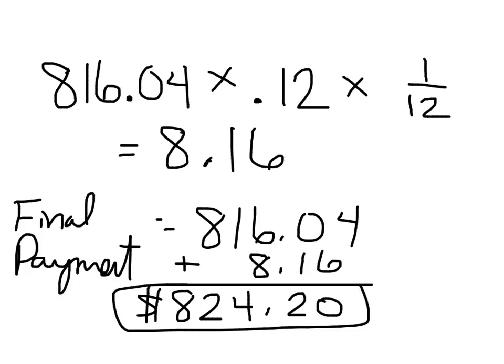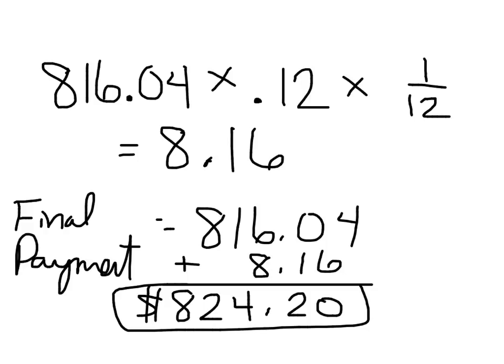Okay, so for number 1, they just wanted you to figure out the final payment. So what's happening here, you guys, is in order to figure out the final payment, you take the previous balance, you multiply it by the percent, by the time, that gives you the interest. Then to get the final payment, you add your previous balance plus that interest. Okay, that's how you figure those out. You got to add those two together.